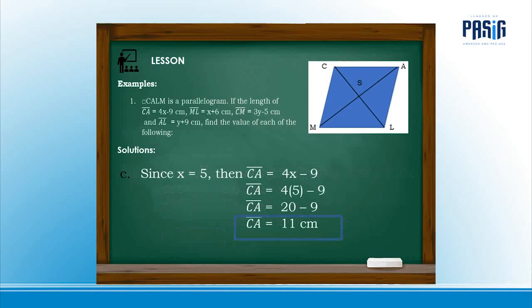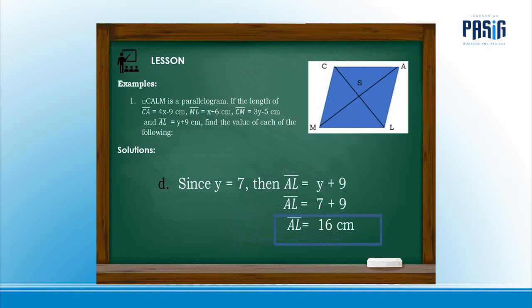Since x equals 5 in the previous solution, then side CA is equal to 4x minus 9. Let us just substitute the computed value of x. So we have 4 times 5 minus 9. Then 4 times 5 is equal to 20 minus 9. Therefore, side CA is equal to 11 centimeters.